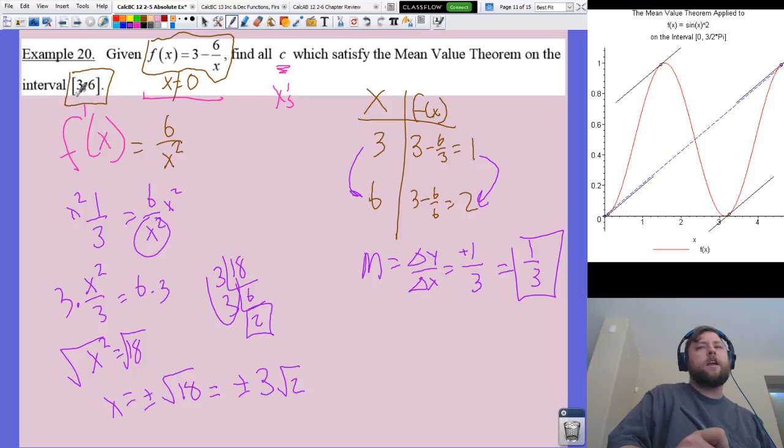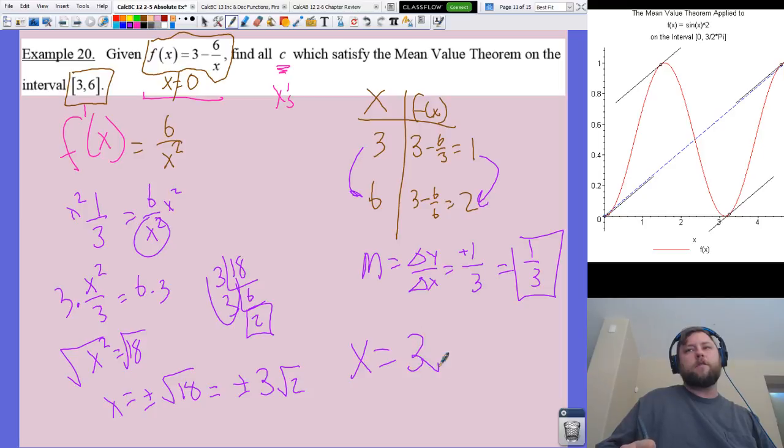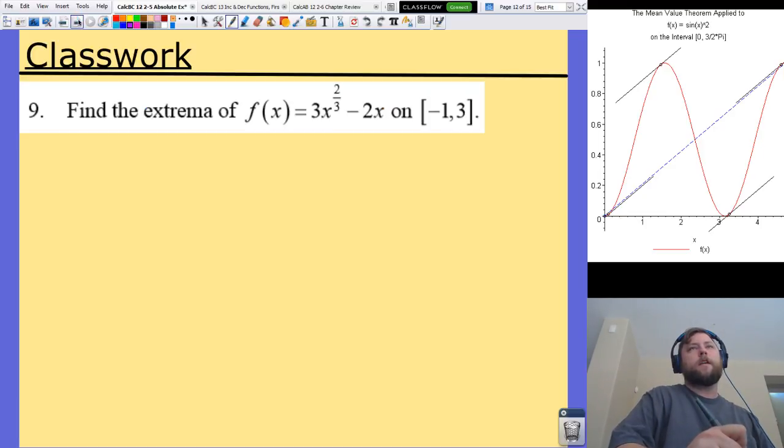Now, what's in that interval? Well, negative 3 square roots of 2 is not. So it's only the case when x equals positive 3 square root of 2. So that's your answer. All right, that's going to be it.